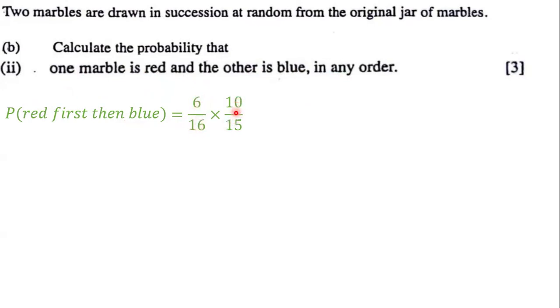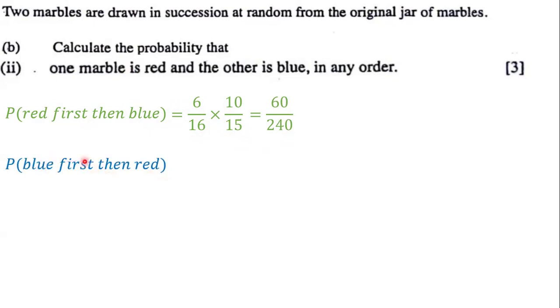Now we want the probability that the second one chosen is blue. There are 10 blue marbles, but there are only 15 marbles to choose from, seeing that we already selected 1 marble. And so this one is going to be 10 over 15. So the probability of red first, then blue is going to be 6 over 16 multiplied by 10 over 15. And that gives us 60 over 240.